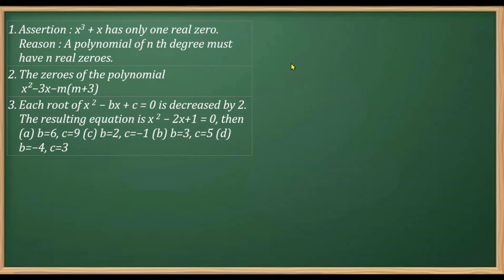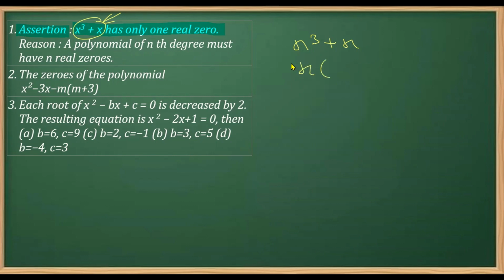What you can see, this is an assertion reason based question. Assertion says that x cube plus x has only 1 zero. So let's figure out by actually finding the number of zeros. Now, first of all, you should remember that many of you consider this to be a cubic polynomial and say there should be 3 zeros. That's not correct. Let's figure out how many zeros it has.